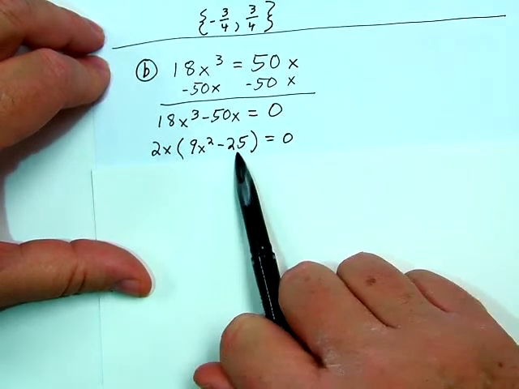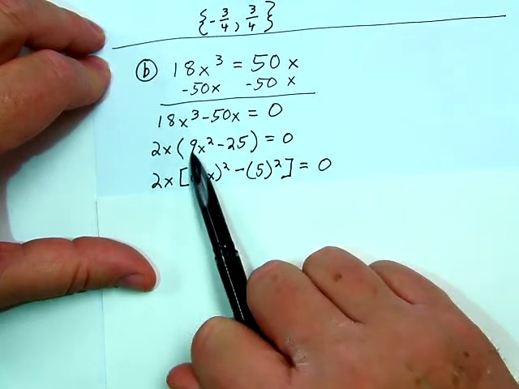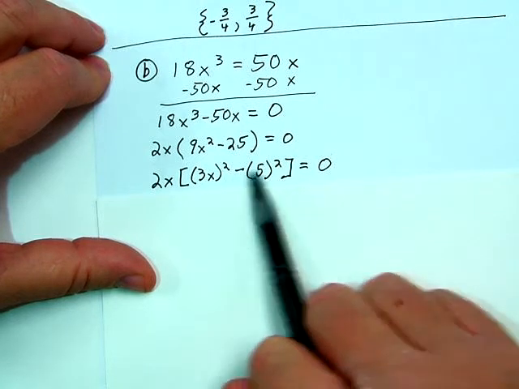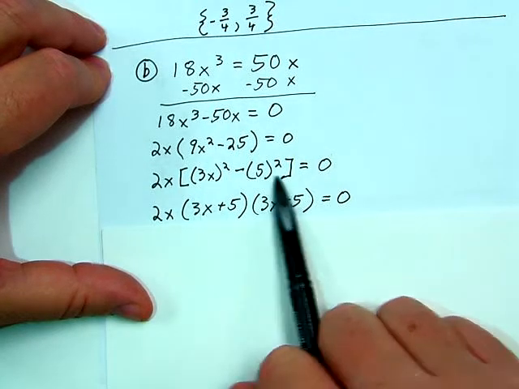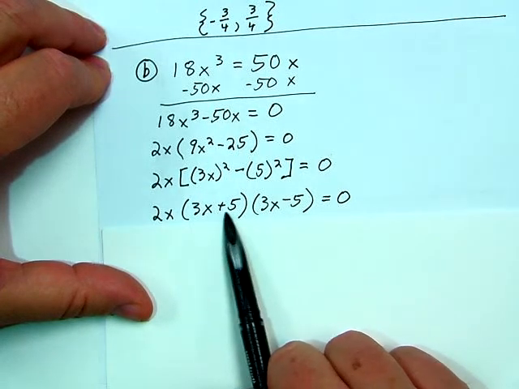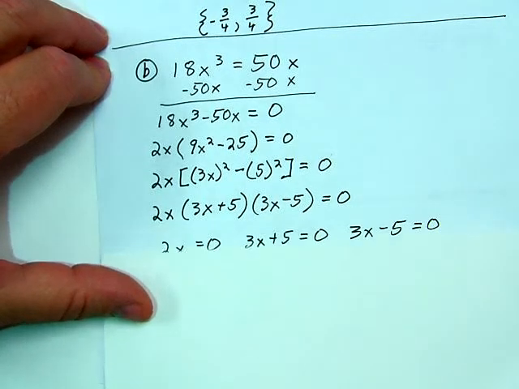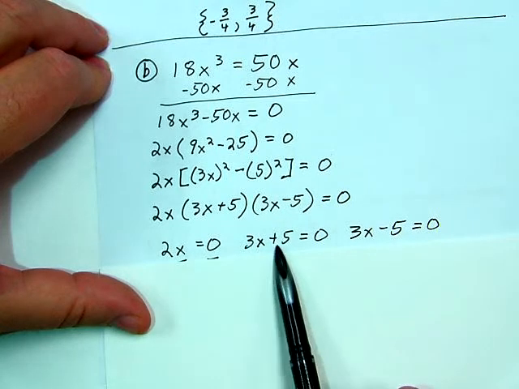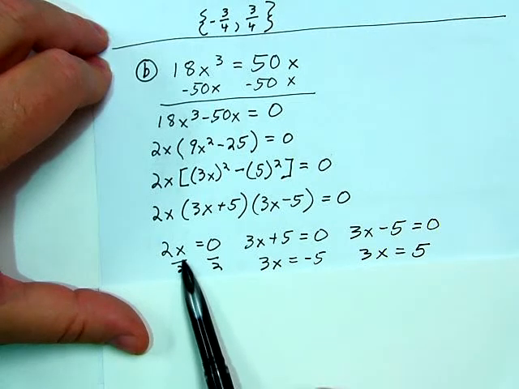I realize that is the difference of squares. So 2x stays, it's outside the parentheses. Inside the parentheses changes to 3x squared minus 5 squared. The difference of squares changes immediately; 2x stays out together. This part inside the brackets changes to first term plus second term, first term minus second term: 3x plus 5, 3x minus 5. Now I have 3 separate factors that equal 0. So I set all 3 of them equal to 0 and solve for x on each one of them. And the first one I'm going to divide by 2. 0 divided by 2, I'll end up with x is equal to 0.